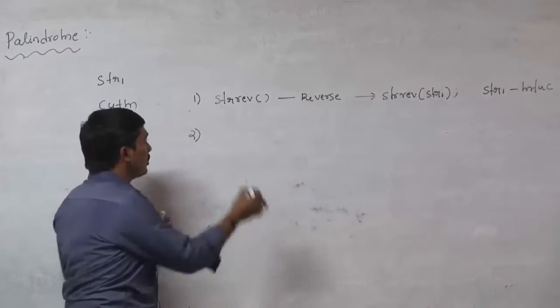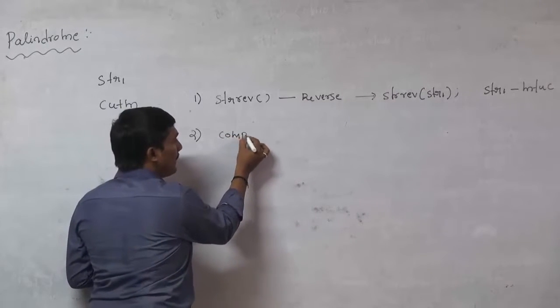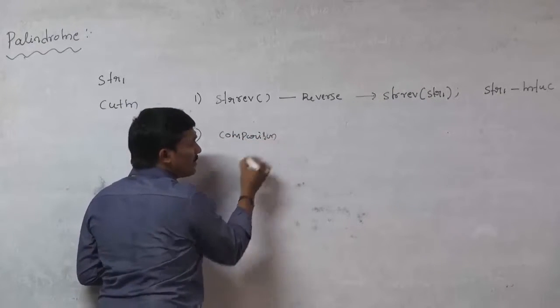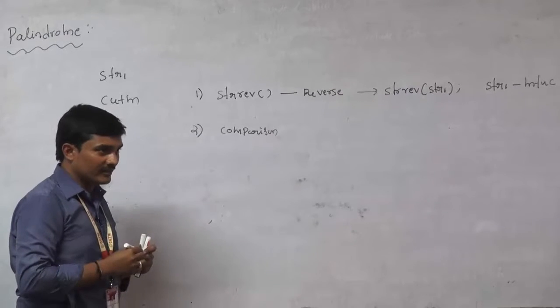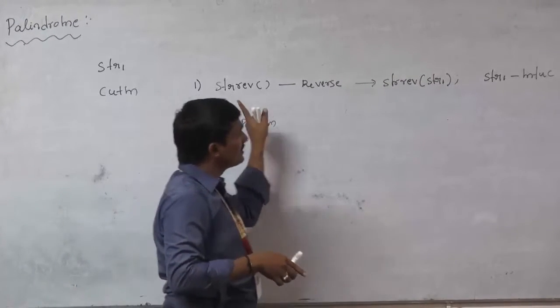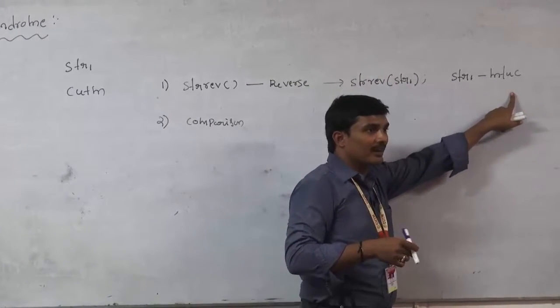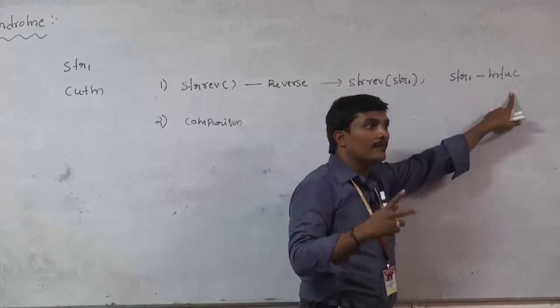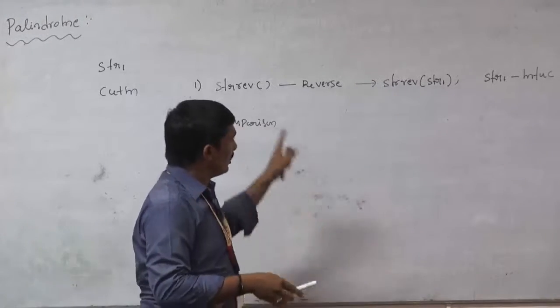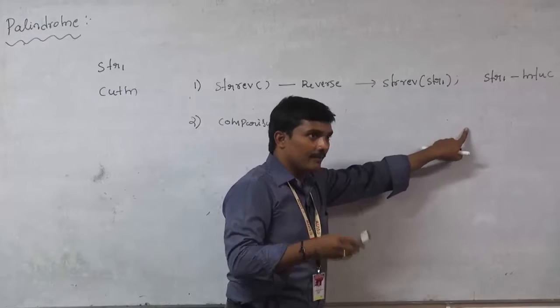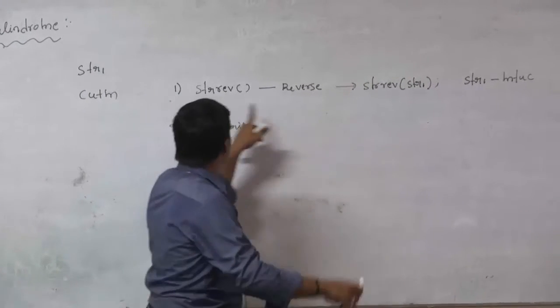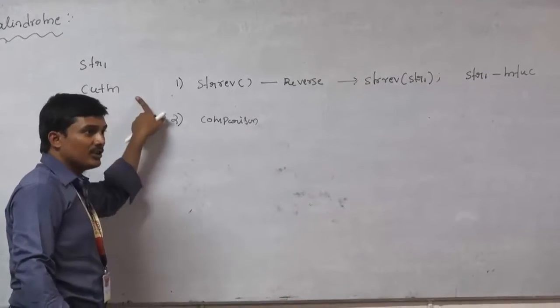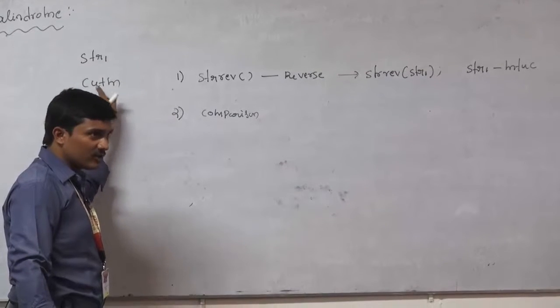Step 2. You told which one? Comparison. Comparison requires how many strings? 2 strings. But your original string is already converted to which one? Reverse. You will compare with which string now? You are already finding the reverse, but in case of finding the reverse, you are losing which string? Original string. You lost it.